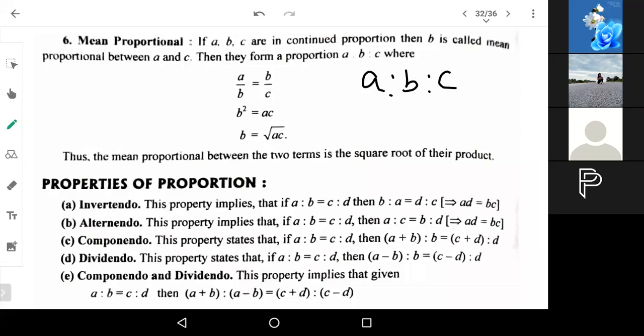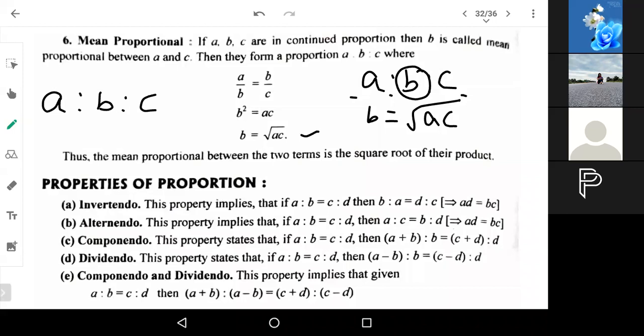Since there are only 3 numbers, B is called the mean proportional between A and C. And how do we find the value of B? The formula to find the value of B is B is equal to square root of A into C. Suppose there are three elements which are in proportion and we do not know the value of B, then we can use this formula to find the value of B. So this is known as mean proportional.